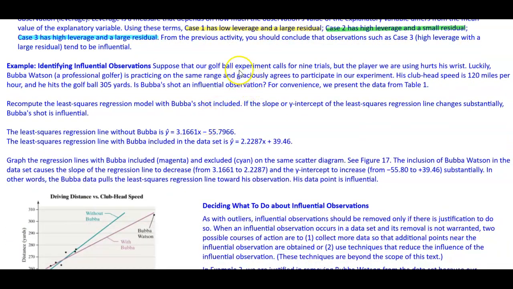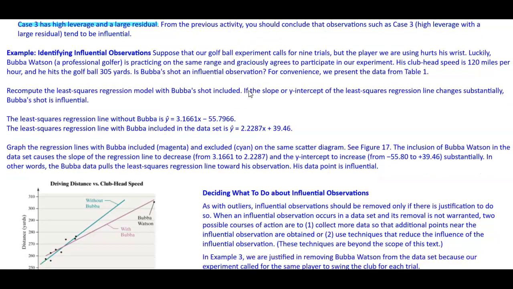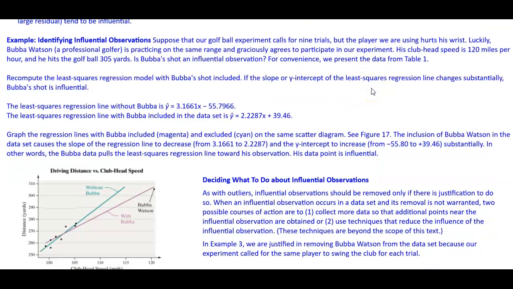Suppose that our golf ball experiment calls for 9 trials, but the player we are using hurts his wrist. Luckily, Bubba Watson, a professional golfer, is practicing on the same range and graciously agrees to participate in our experiment. His club head speed is 120 miles per hour, and he hits the golf ball 305 yards. Is Bubba's shot an influential observation? For convenience, we present the data from table 1.